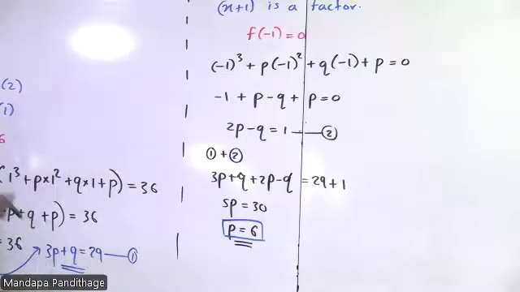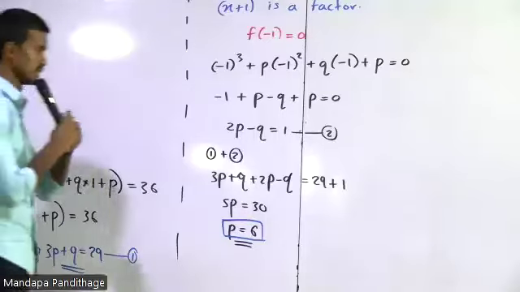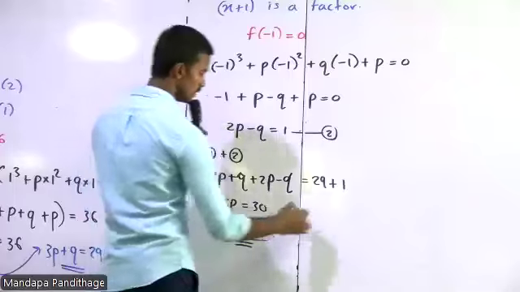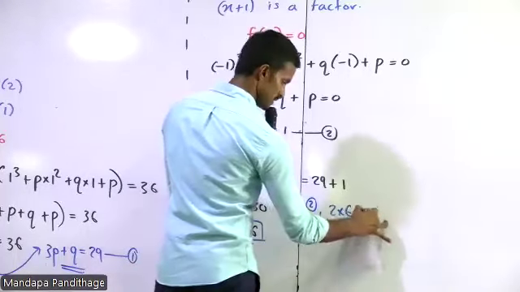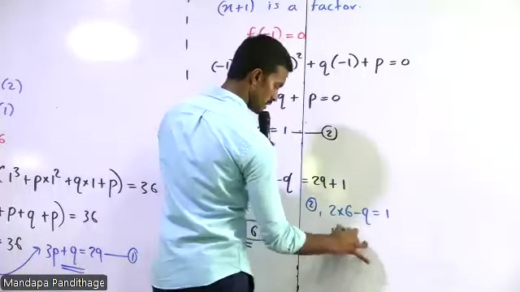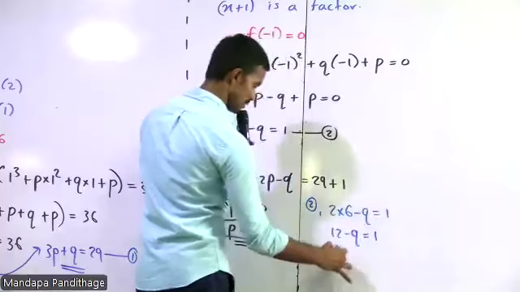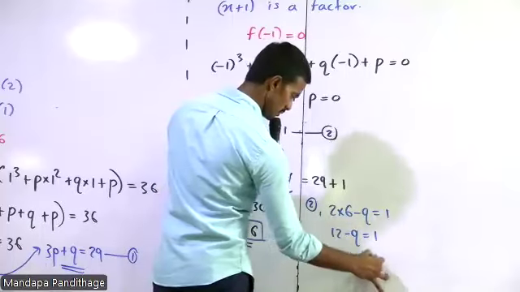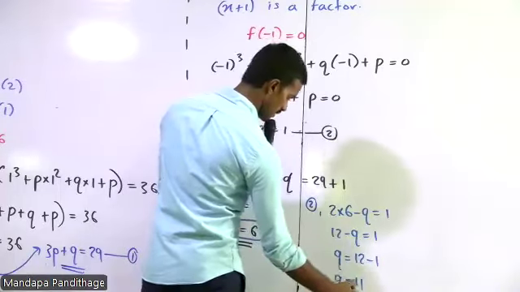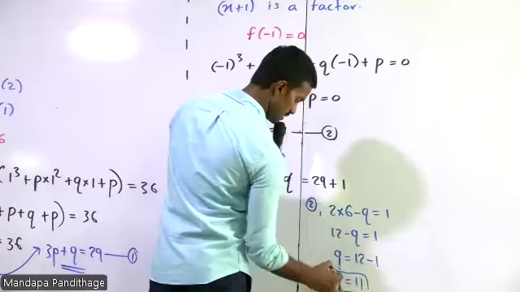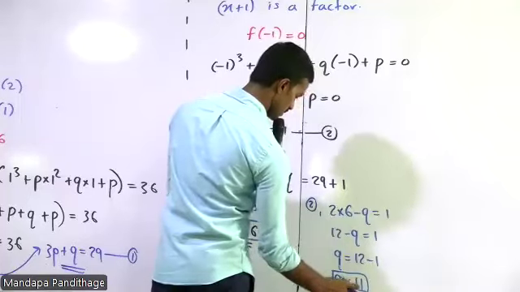And when you substitute it in equation 2, 2 into p, which is 6, minus q is equal to 1. So 12 minus q is equal to 1, so q is equal to 12 minus 1, which means q is equal to 11. So I get p is equal to 6 and q is equal to 11.